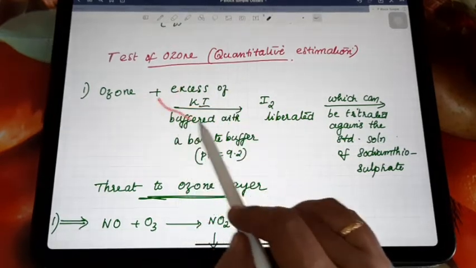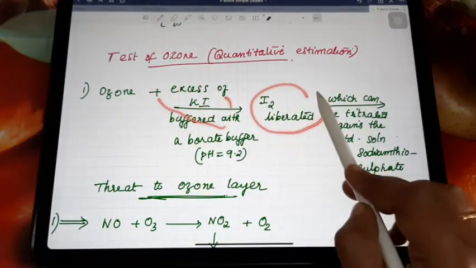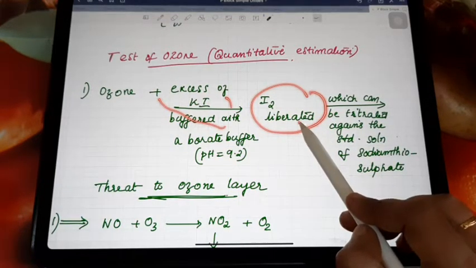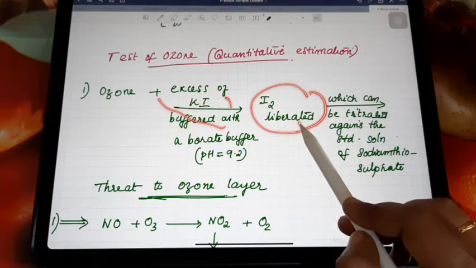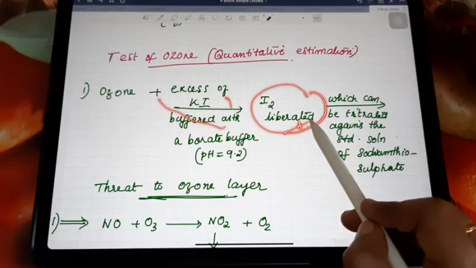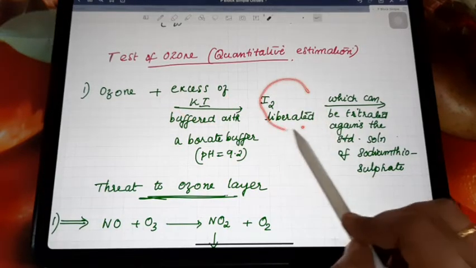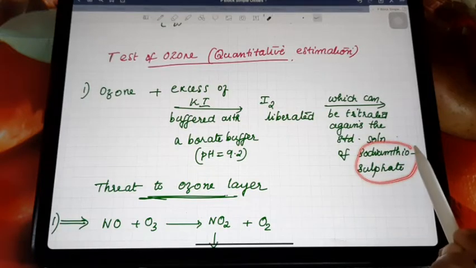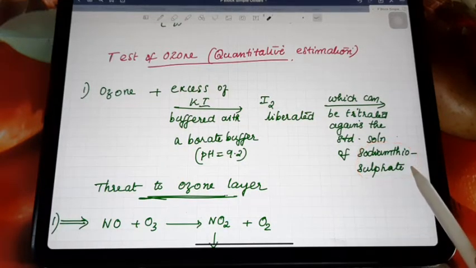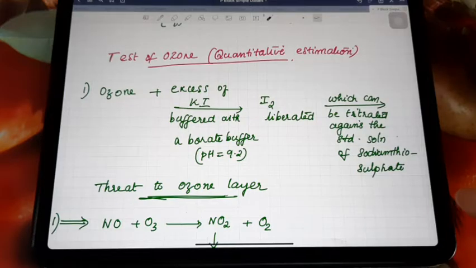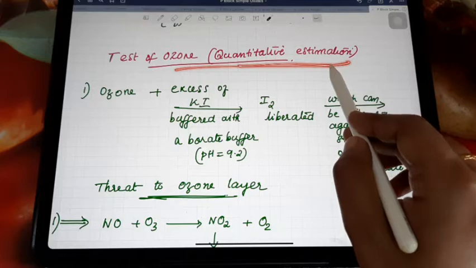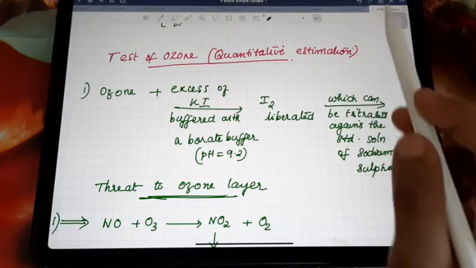When the reaction is carried on, iodine gas is liberated. In volumetric analysis, you will study a titrometric method. When iodine is liberated, it can be titrated against sodium thiosulfate solution. From this titration, you will get the values. On that basis, you can find out the quantitative estimation of this ozone. That is the method.